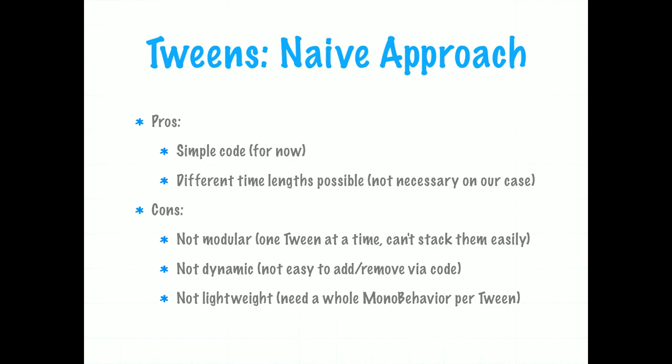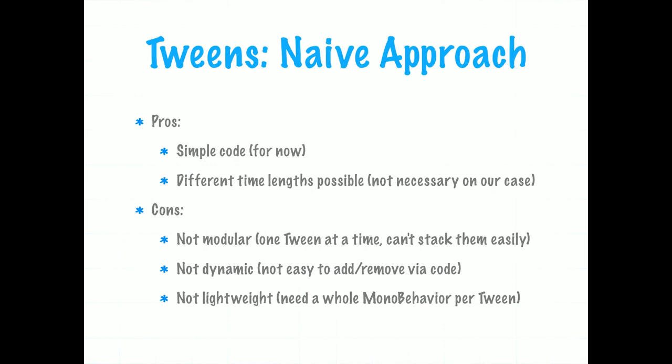So pros are simple code for now. This is a very simple example. There are about 20 different types of tweens in Kansas City Shuffle, mostly because UI requires its own tween. But I would say there's like 6 or 7 that are strictly for cards and other in-game objects.